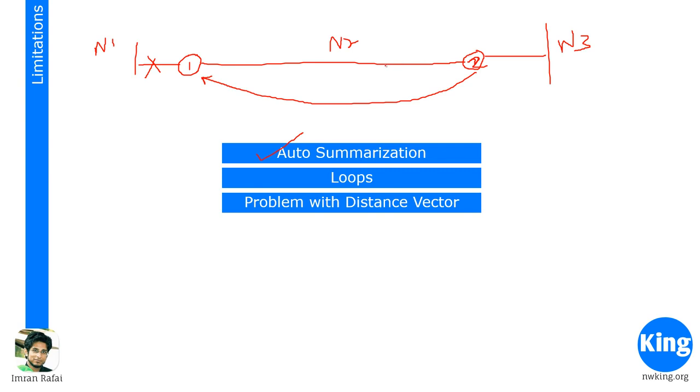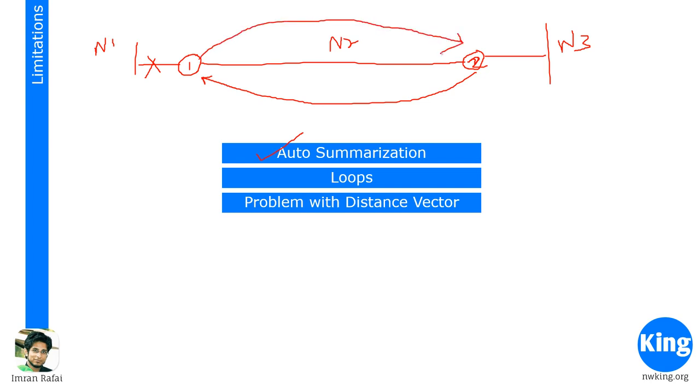So what I'm going to do is add one hop. So now I'm going to update my routing table that network 1 is available through router 2 with a hop count of 2, right? Now that update goes back to router 2.